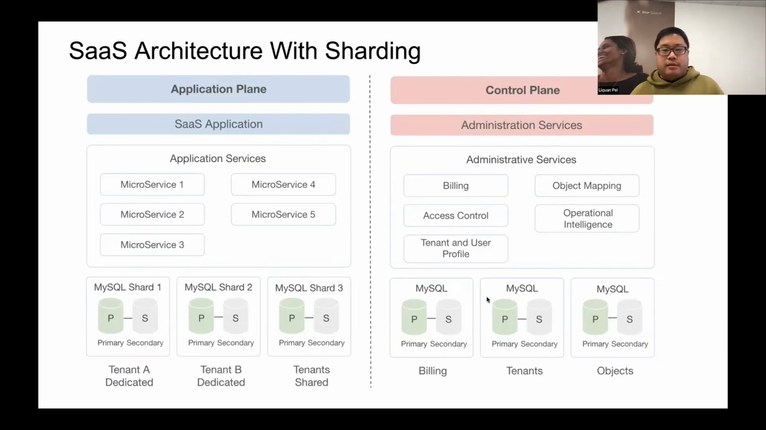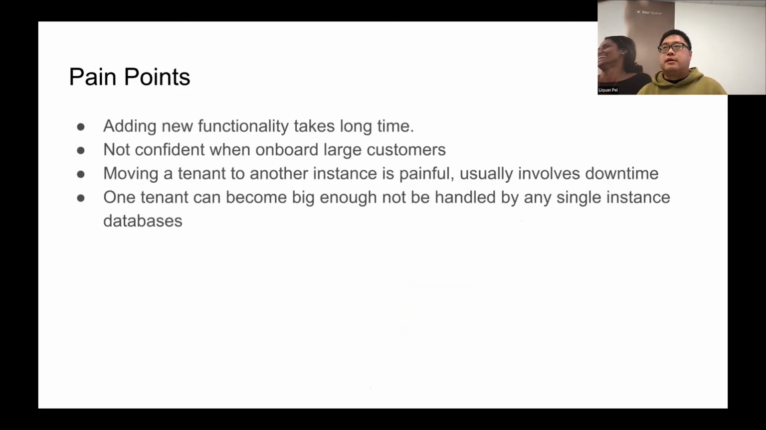And then from the control plane perspective, you can have a database for different microservices, like billing, tenant information, and object definitions. So those are the typical architectures if you choose to use sharding or a single node database to build such an application. But there are a lot of challenges with this, and these are a summary from real customer conversations. It's not something I made up.